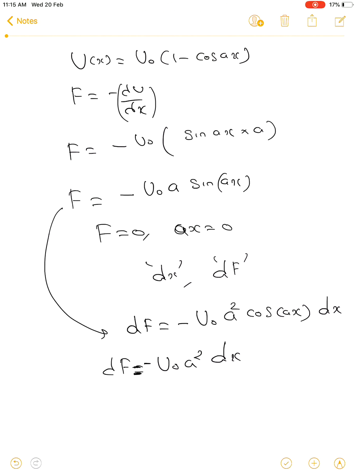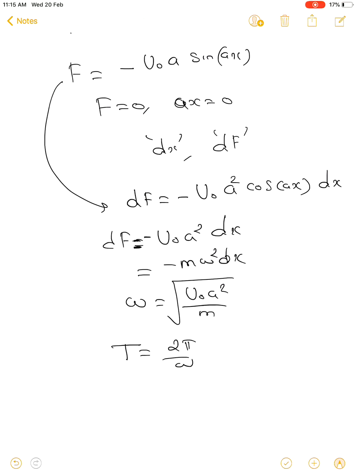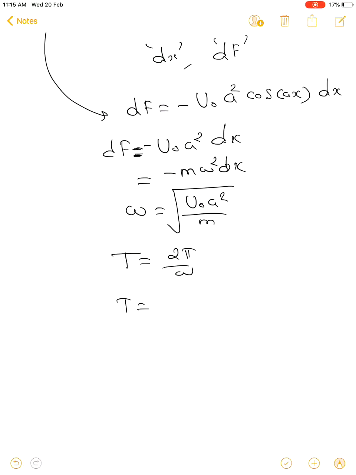So we can compare it to the general equation, force equal to minus m omega square into dx. From this, while comparing these two equations, we can write the equation for omega: under root of u naught a square divided by m will be the value of omega. So we can find the equation for the time period, that is, time period is 2 pi by omega. According to the situation, it becomes 2 pi into under root of m divided by u naught a square.